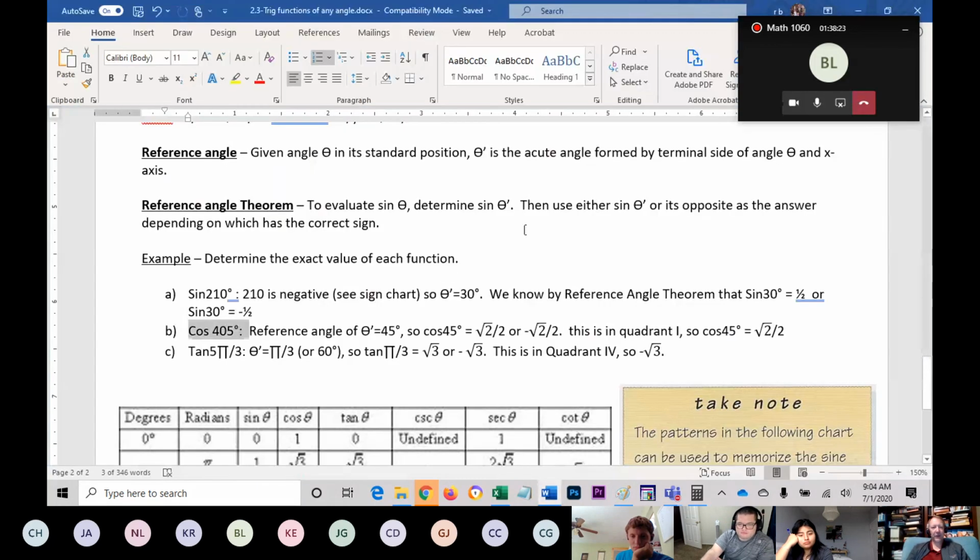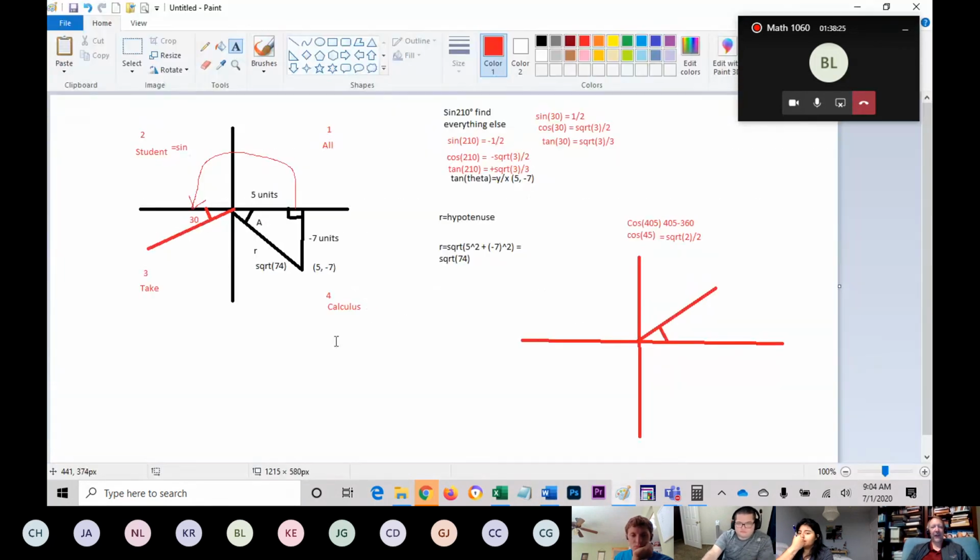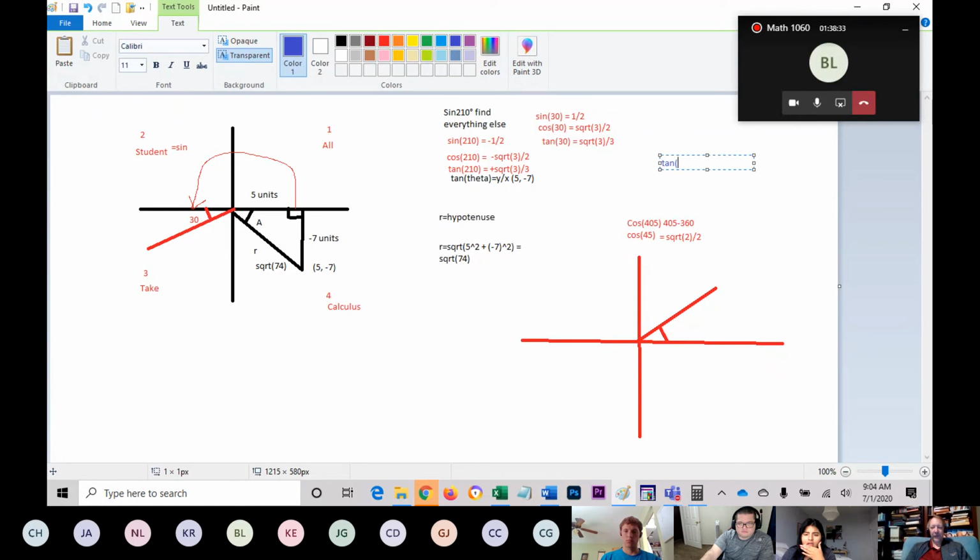Okay, let's go back to my notes here. Tangent of 5 pi thirds. We'll do that one in blue this time. So tangent of 5 pi divided by 3. Now that one's going to be a little harder to figure out, right? Let's think about that. So which quadrant is that in? And let's think about how we can figure that out. So we'll put a question mark there.